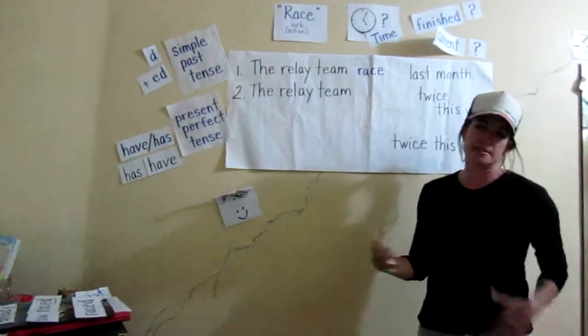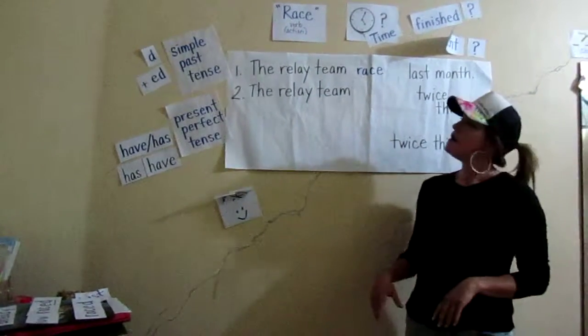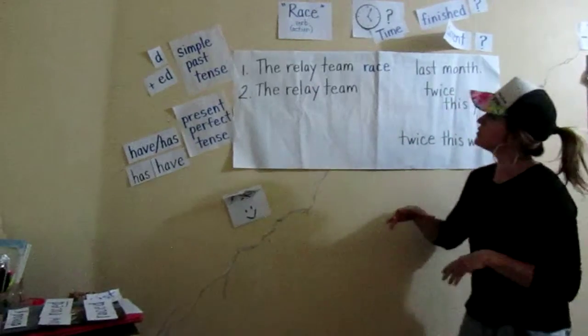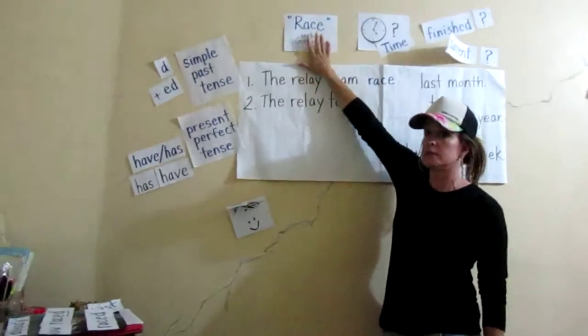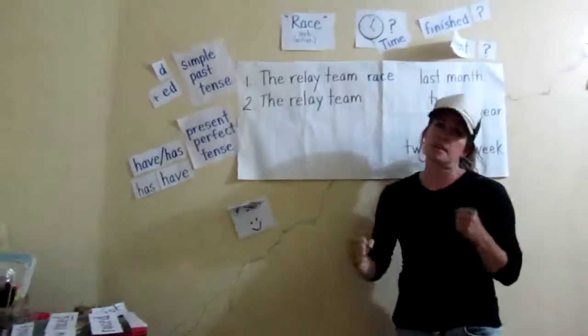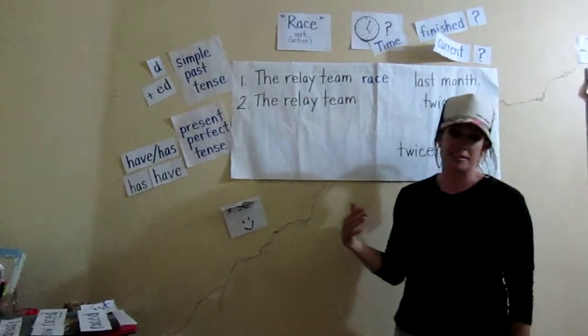Today we're going to talk about simple past tense and present perfect tense of verb usage when you're constructing a sentence and speaking in English, and the proper way to do that. Every sentence has a subject and an action, and today the action word is race. Race can be a noun, but we're using it as a verb today, as if you're running a race.